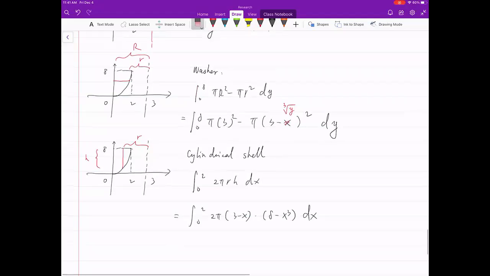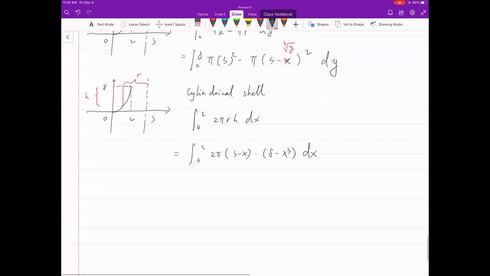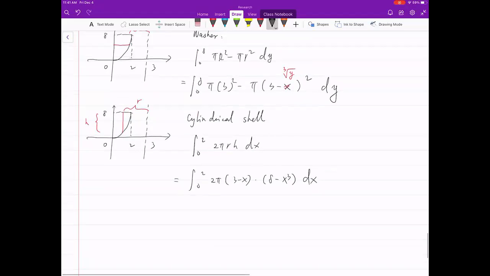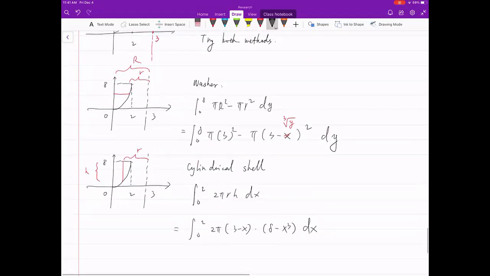So you see, sometimes one method is better than the other one. That's the reason why we need cylindrical shell. Otherwise, for anything volume by revolution, you already have the washer method. Why bother? Sometimes the integral is easier in this way. Okay. Are we good on this example?